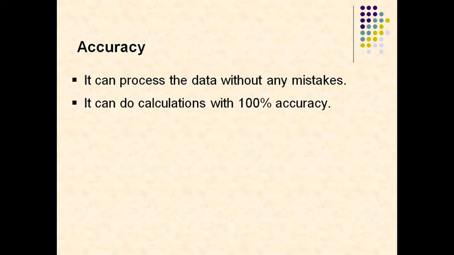Okay. Now, second capability of computer is accuracy. So it can process the data without any mistakes. Computer is an electronic device. It processes the data without any mistakes. It can do calculations with 100% accuracy. Okay, students.